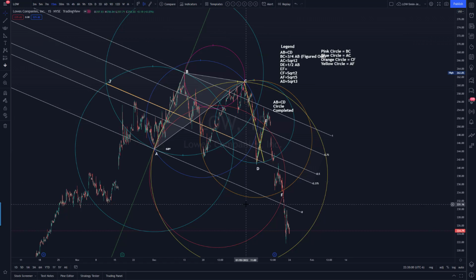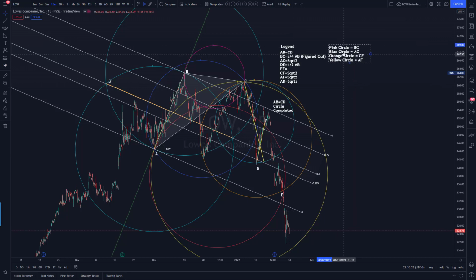So this is Jenkins' legend. He gives us AB equals CD. I figured out the BC ratio. They gave you AC is square root of 2. DE is half of AB. EF is not given, so I'm going to try to figure that one out because there's some discrepancies here, which I'm going to talk about in a second. And then we have CF is the square root of 2, AF is the square root of 5, and AD is the square root of 3.